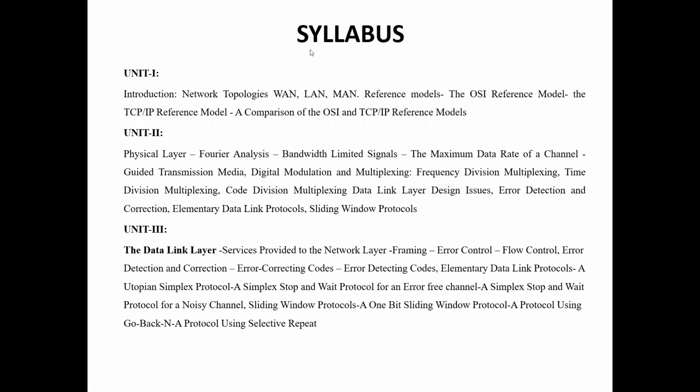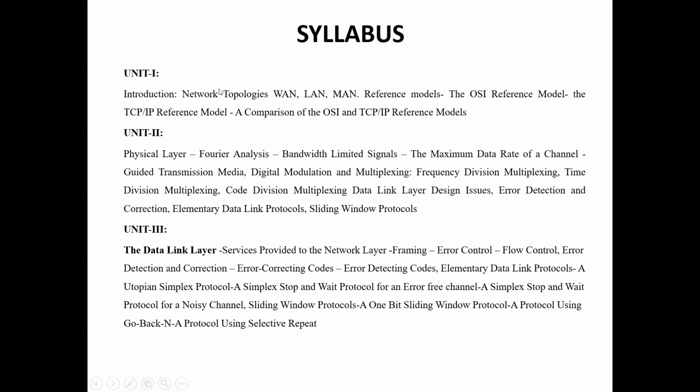Let us see the syllabus. Unit 1: network topologies and different types of networks, wide area network, local area network, metropolitan area network, and two reference models, the OSI reference model and the TCP/IP reference model, and a comparison of these two reference models, the differences between them.